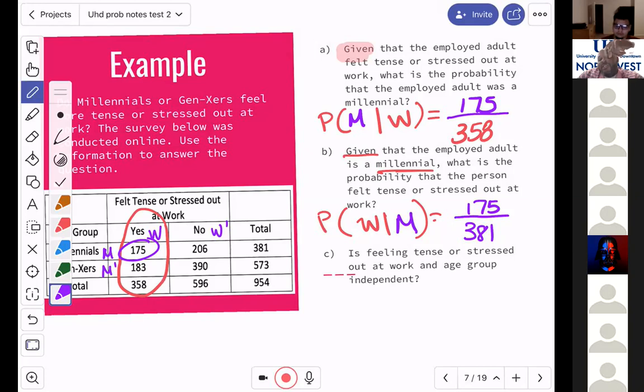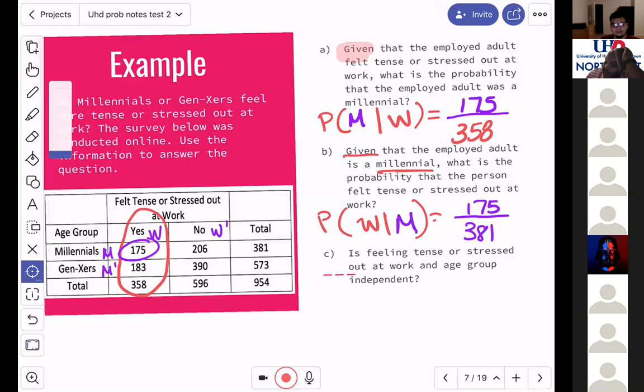So the last question says this then. Is feeling tense or stressed out at work and age group independent of each other? So what I do is I'm going to find a conditional first and then set it equal to its marginal and see if they equal each other. So look what I have here. I already have two conditionals set up for me. I can pick either one I want to. I'll take the top one.